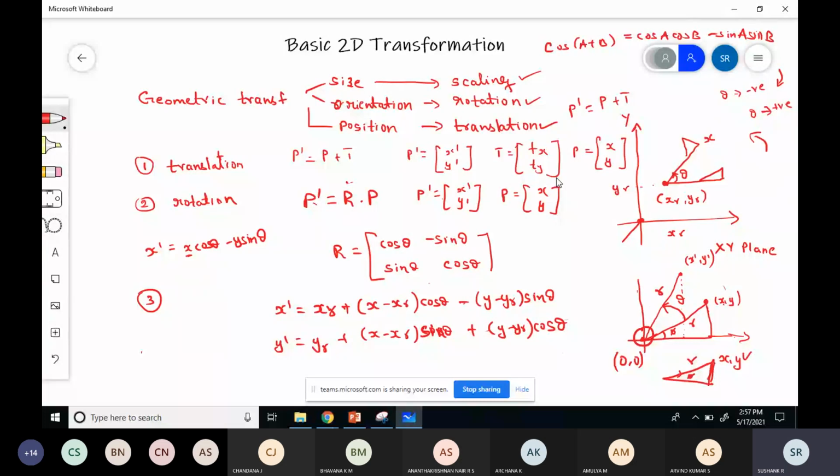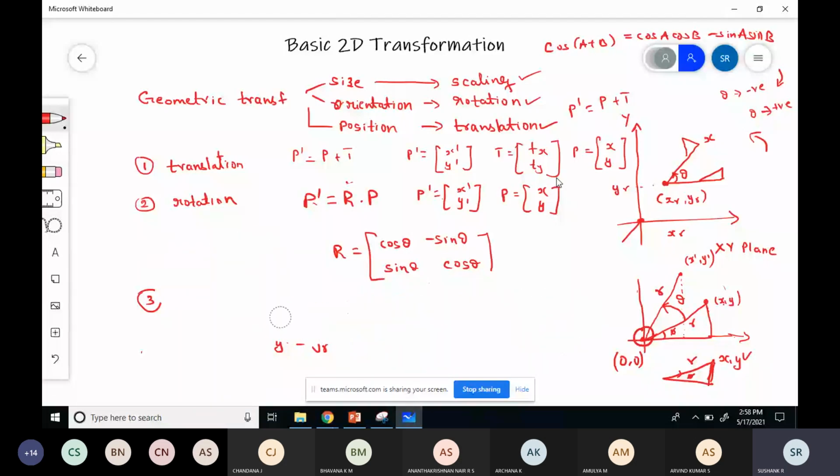Now I'm moving to a position called XR, YR. So add XR, YR to this equation. Initially X was X minus 0, but now X will be X minus XR, as the mathematical representation. So this is regarding the rotation, and you just keep this point in mind.